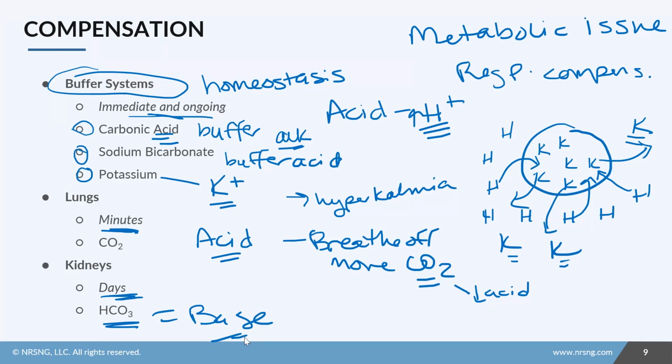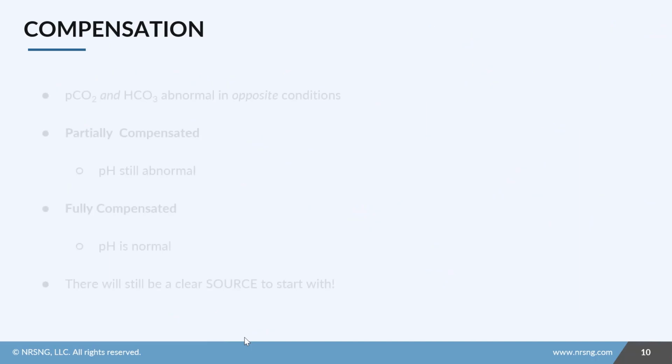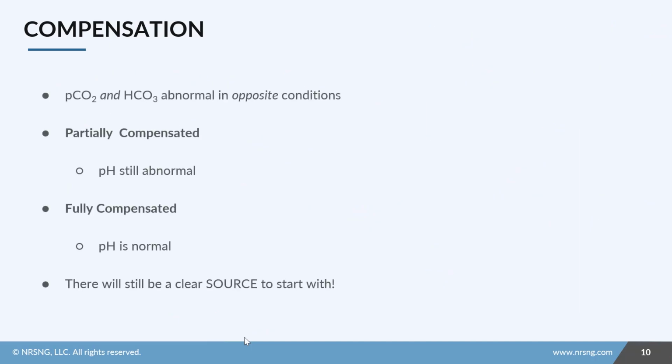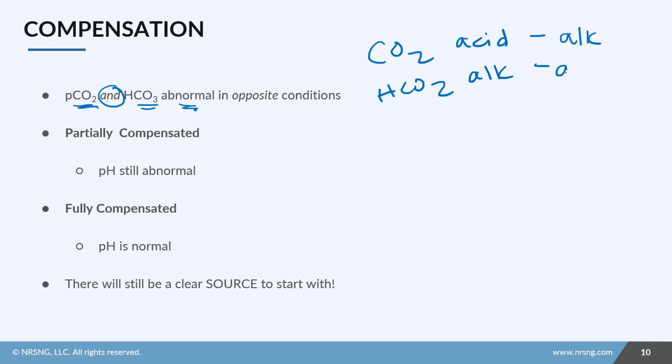Let's look at how we would actually see compensation on an ABG. So to interpret compensation on an ABG, what we're going to see is that the CO2 and the bicarb are abnormal and they're in opposite conditions. So if you see a CO2 representing acidosis, then you would see the bicarb representing alkalosis and vice versa. If the CO2 represents alkalosis, the bicarb would represent acidosis. So that's the first indication that there is some sort of compensation going on.